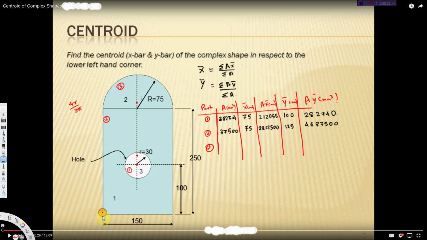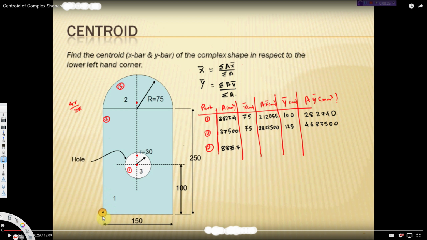And the third one is the semicircle. The area of the semicircle is only πr squared by 2, because it's a half, right? So it's πr squared by 2, and the radius is given as 75. And if you plug it into the calculator, you will get the value 8835.7. Then we have to calculate the x bar.